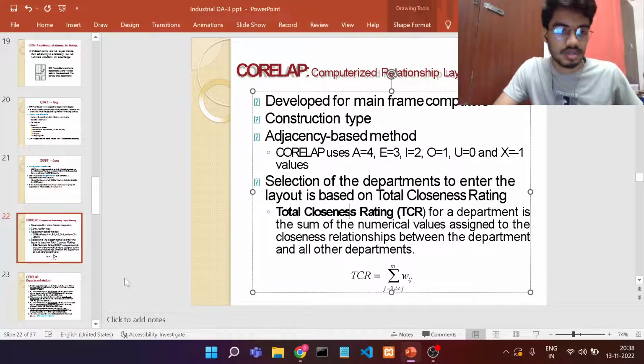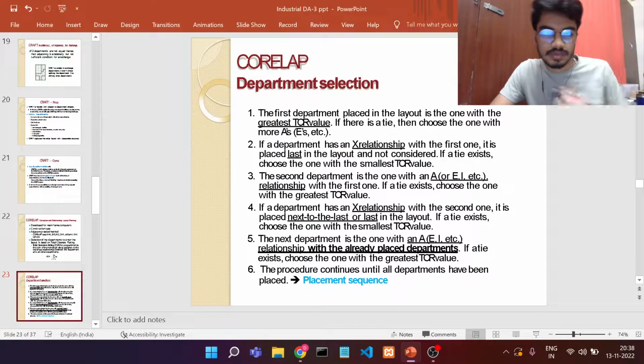Now here we are with department selection. The first department placed in the layout is the one with the greatest TCR value, like the one with the most number of E's and the most number of A's.